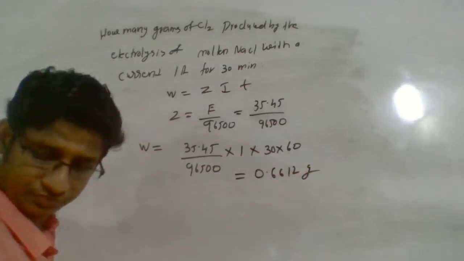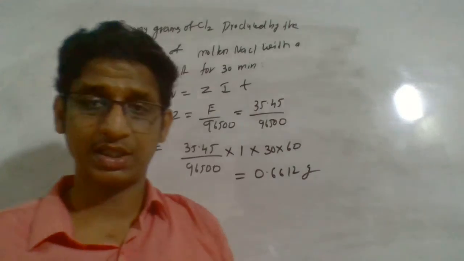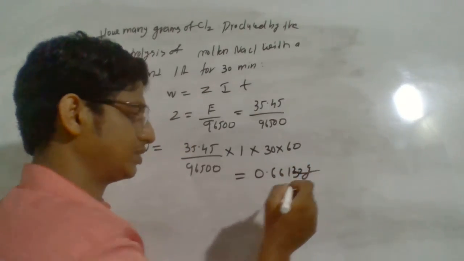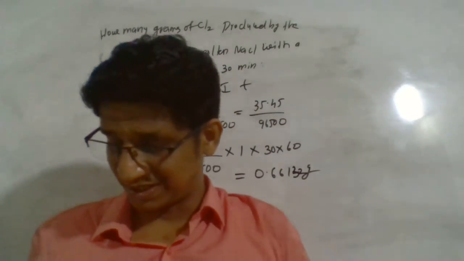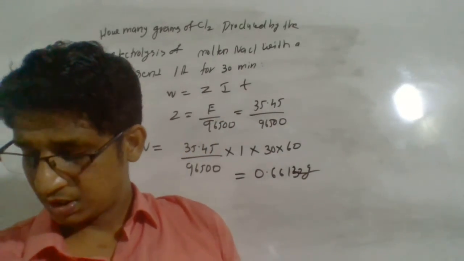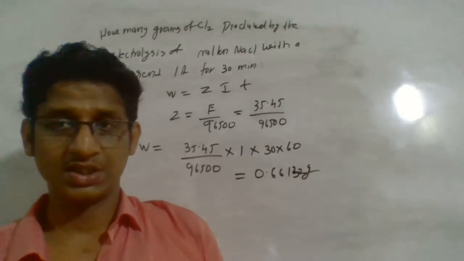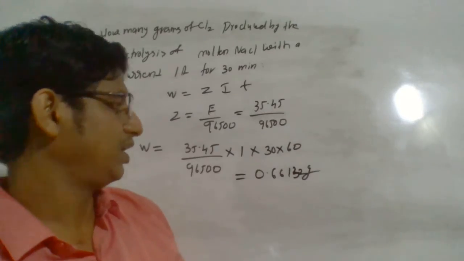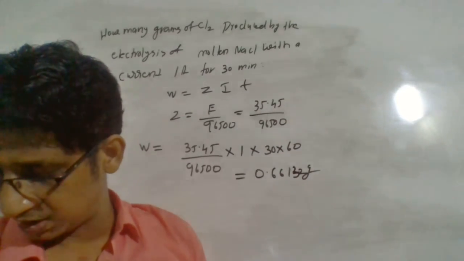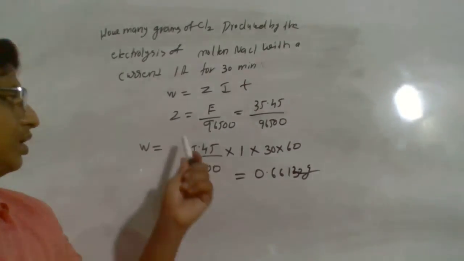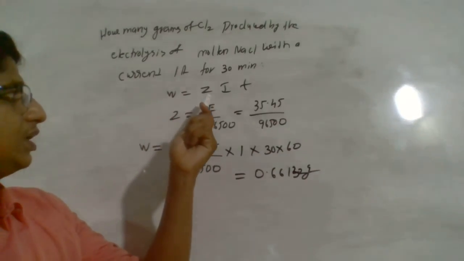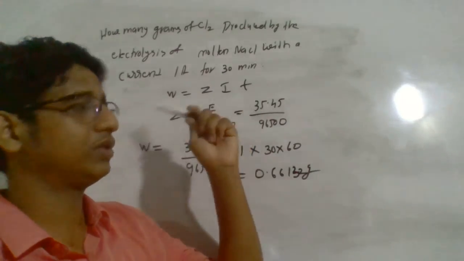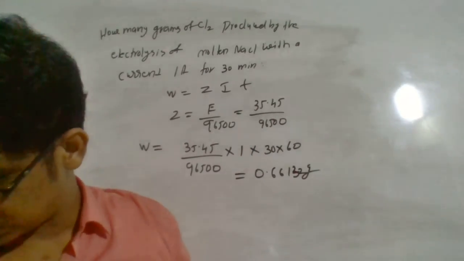So the answer is again the same, 0.6612 gram. If you do that calculation, you will get an answer like this. So this is the way we can find the mass of substance deposited, which is always proportional to the quantity of current into time into electrochemical equivalent. That is Faraday's first law of electrolysis.